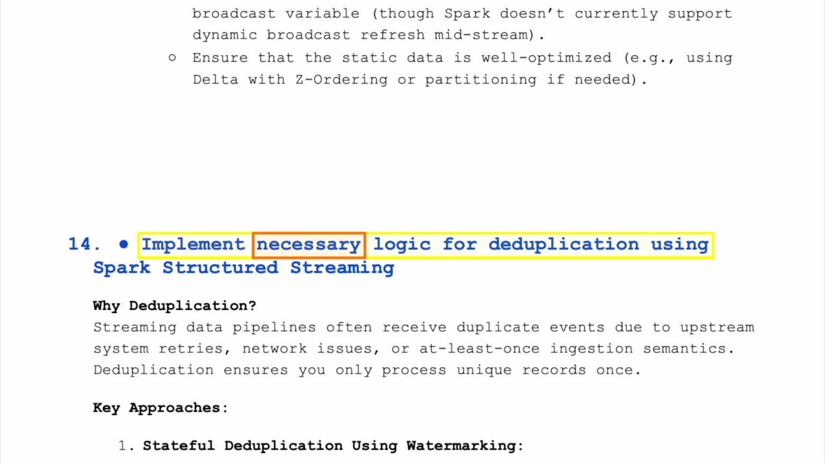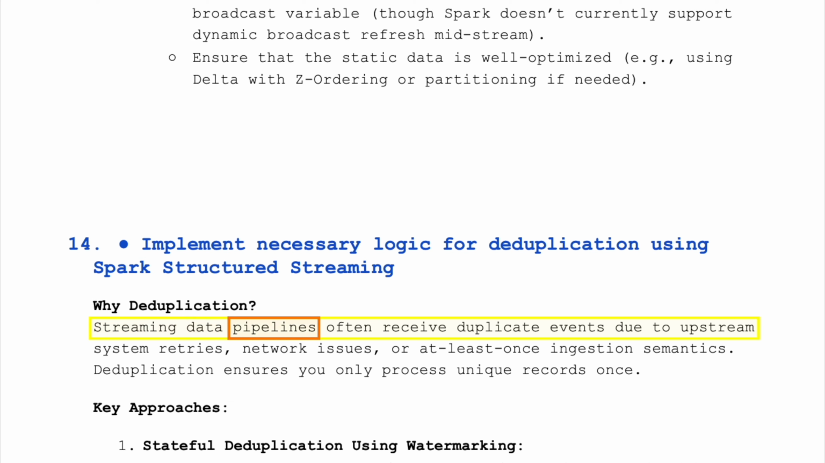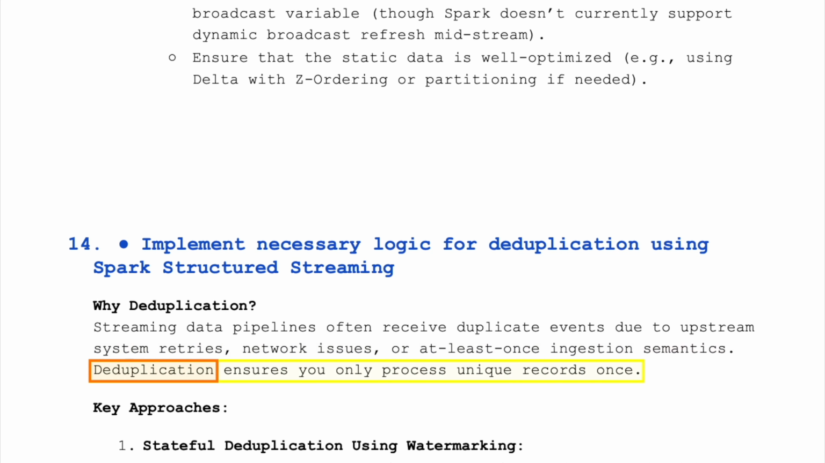14. Implement necessary logic for deduplication using Spark Structured Streaming. Why deduplication? Streaming data pipelines often receive duplicate events due to upstream system retries, network issues, or at-least-once ingestion semantics. Deduplication ensures you only process unique records once. Key approaches: 1. Stateful deduplication using the watermarking pattern.